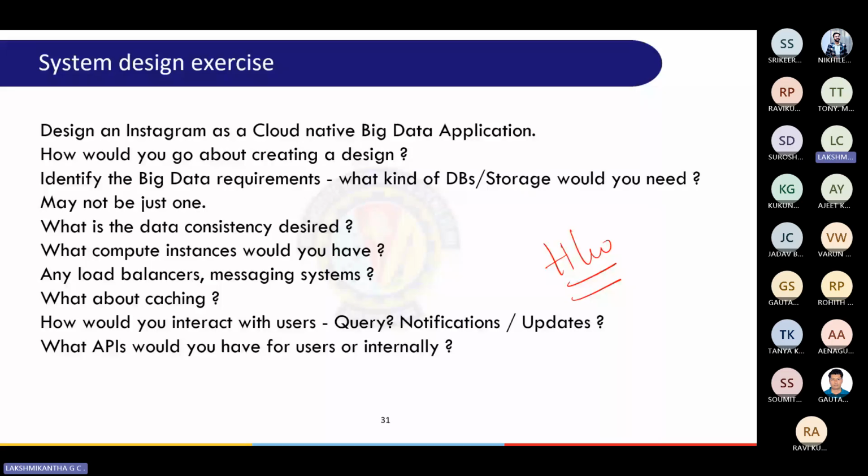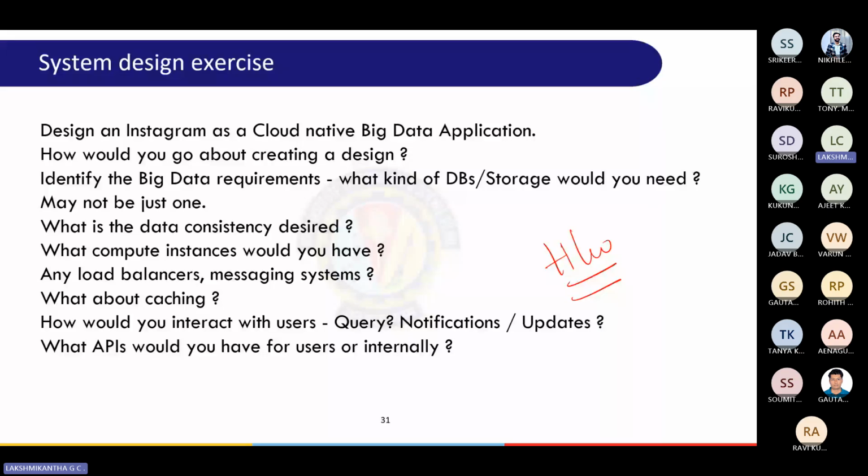And the next, think about storage. So what kind of storage would you need? You will need an object storage for the actual images or videos. And you will need NoSQL databases, or you need graph databases. So secondly, you have to decide on storage.